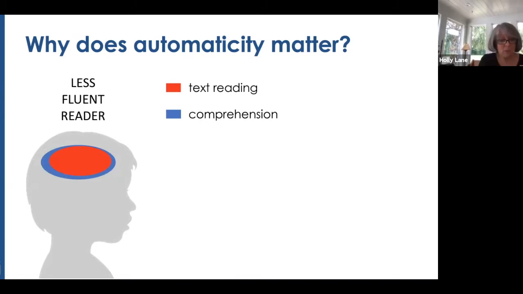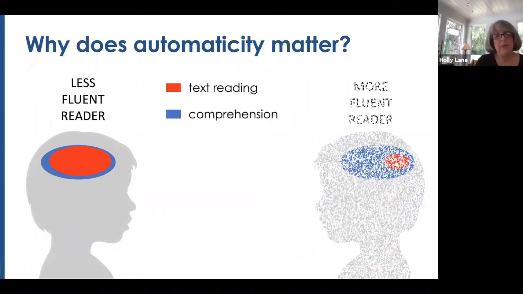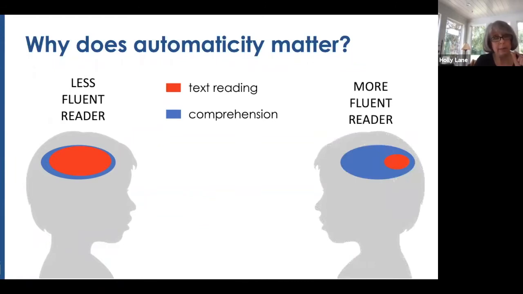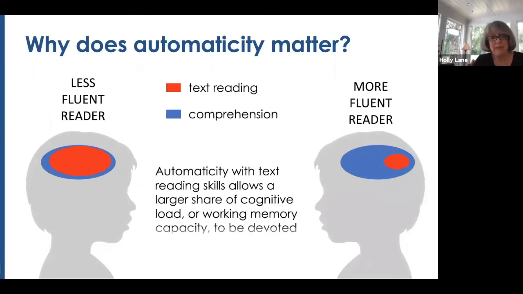And so if text reading, getting through those words, is not well developed and not automatic, then it takes up all of our capacity, and we have very little left over to try to make sense of the text. Whereas if it is more well developed and we can do it without thinking about it, then we can devote all of our cognitive effort to understanding the text. So that automaticity with word reading and moving through the text lets us devote more of our working memory capacity to comprehension.